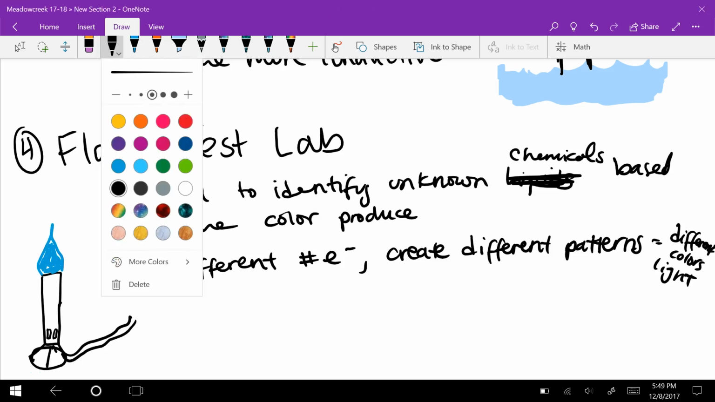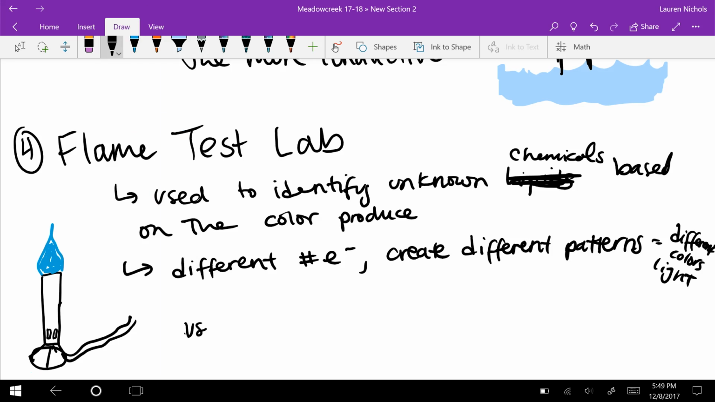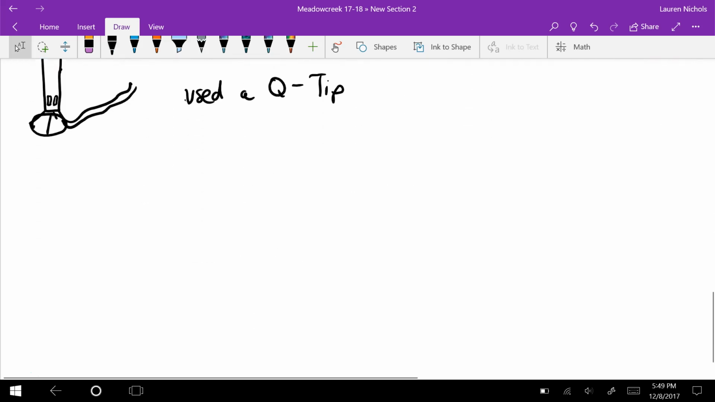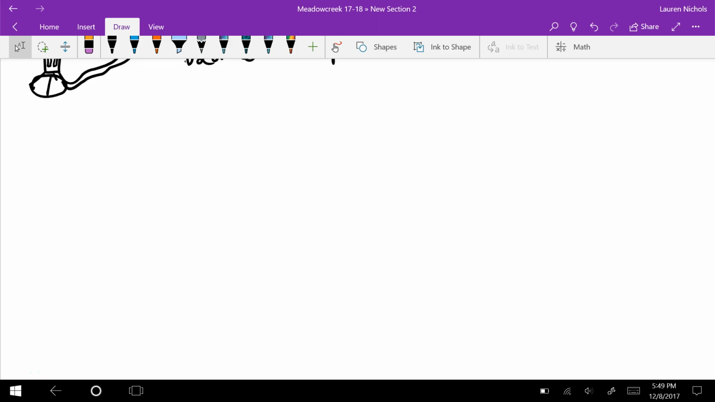And what you did was you took a Q-tip, and you got it wet, and then you would put the Q-tip in the flame, and the flame would give off a different color depending on what it was. And then you can compare that color to known colors based on chemicals, and you could identify what it was. Now, the key thing is understanding why the light moves.